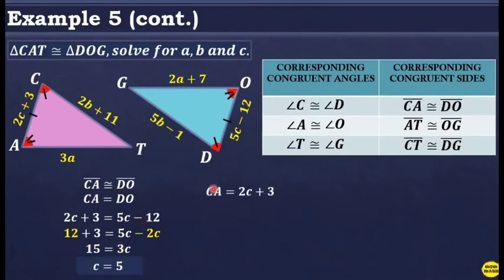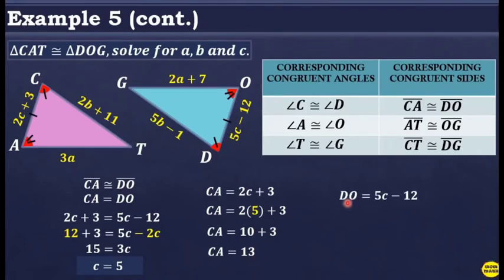Okay, so let us check. Our CA is 2C plus 3. So, dapat kapareho niya ng sukat itong DO. So, i-substitute natin si 5 dito sa C. So, 2 times 5, that is 10, plus 3, so we have 13. And then, for DO, so dapat equal sila kasi they are congruent. DO is equal to 5C minus 12. So, substitute din natin si 5 dito. So, 5 times 5, that is 25. 25 minus 12, this is also 13.